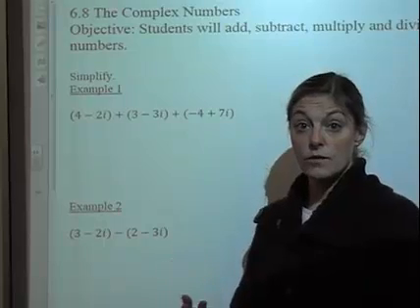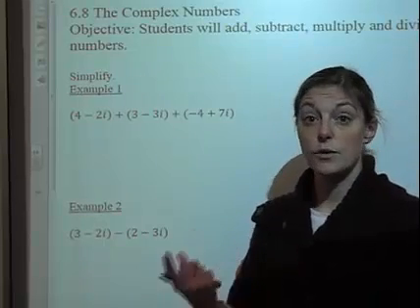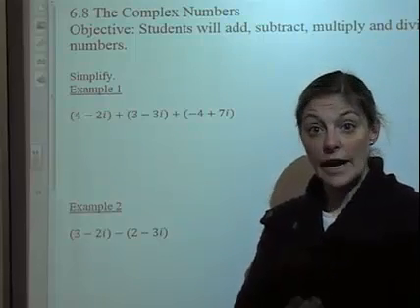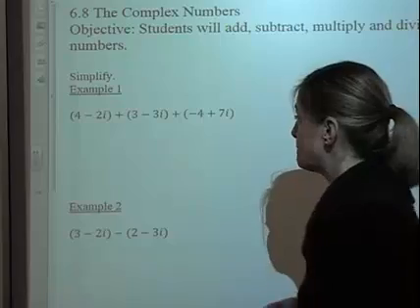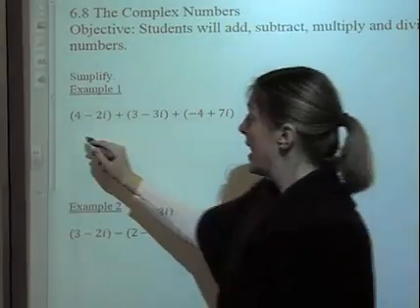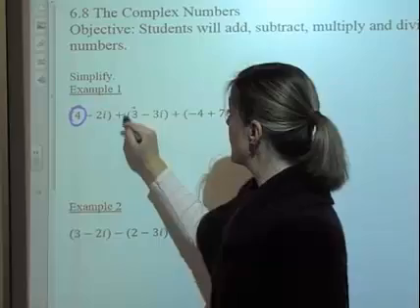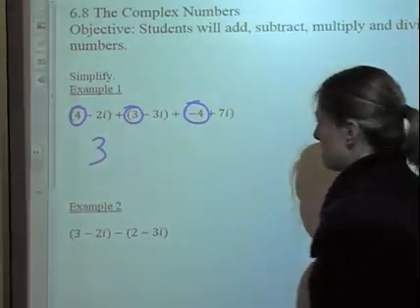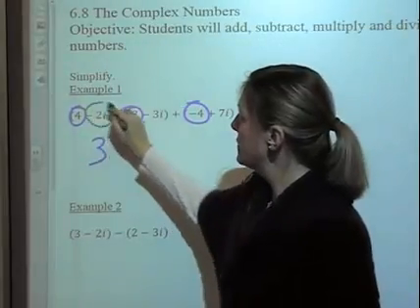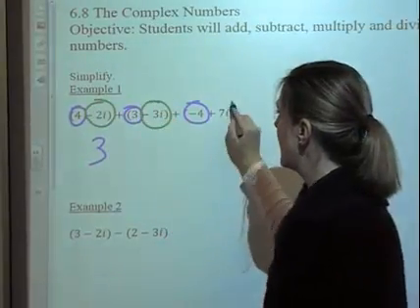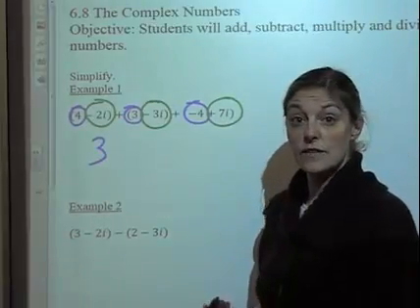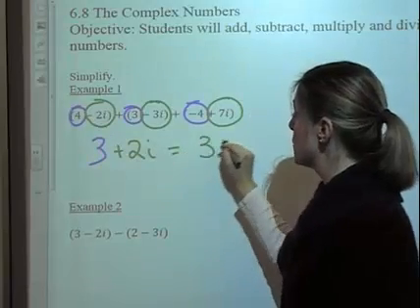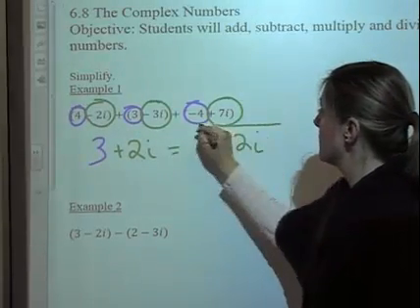We combine the rational numbers together, and then any irrational numbers that are like terms, we can combine those together. So here we have 4, 3, and -4, so that gives us a 3. And then we have a -2i, a -3i, and a +7i, which leaves us with +2i. So our answer is 3 plus 2i.